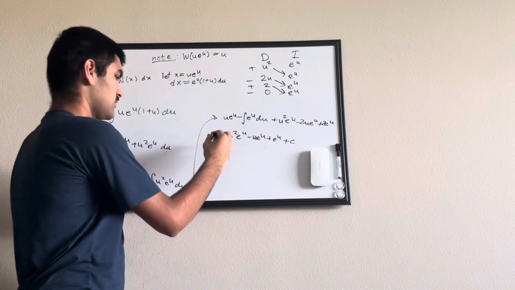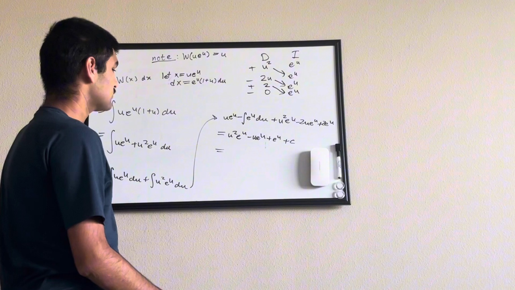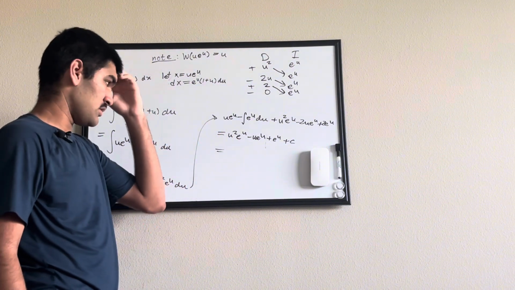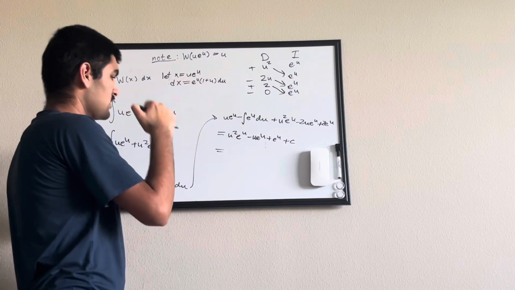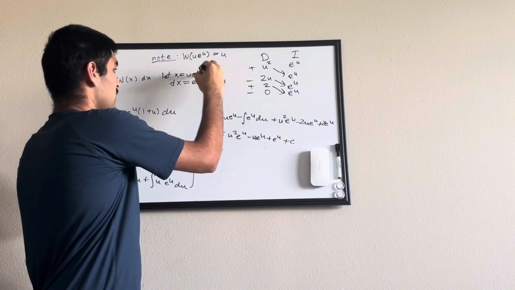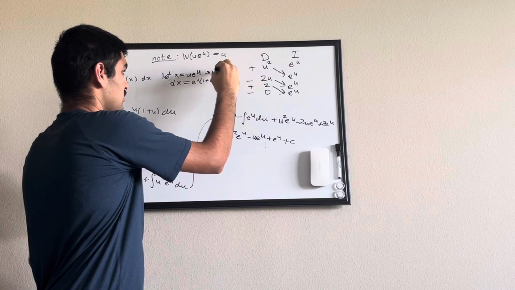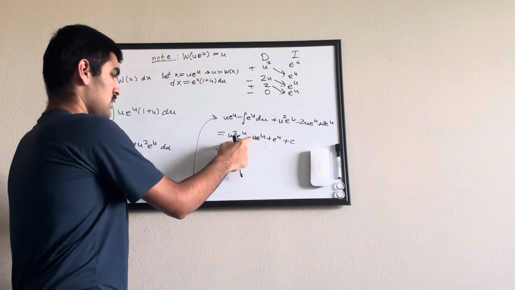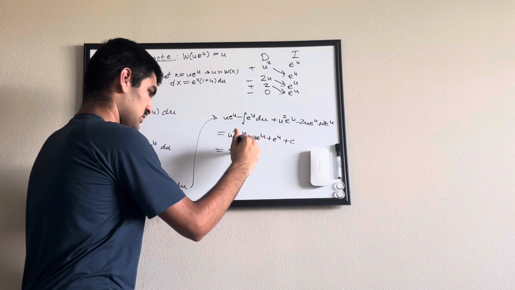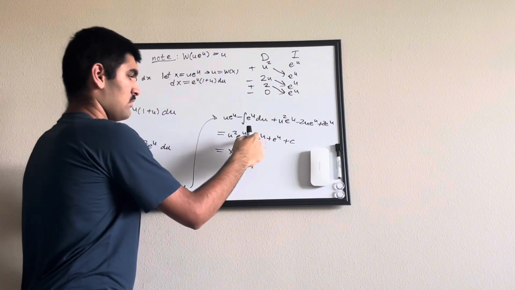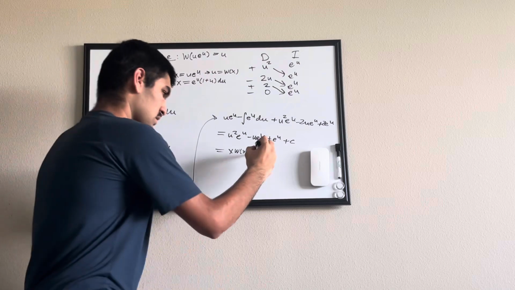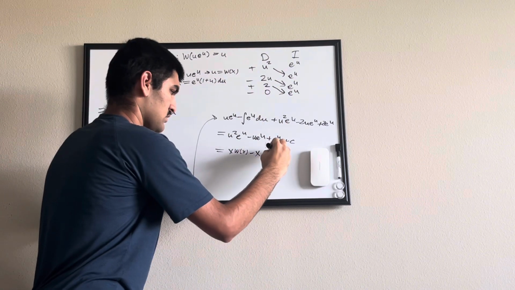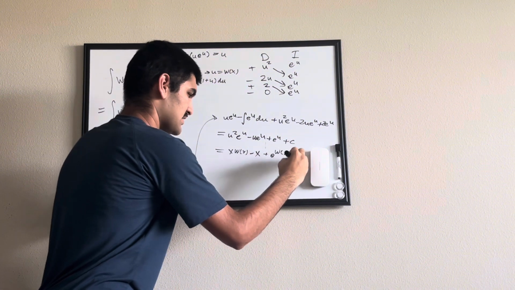And then don't forget to back substitute. Right here we have u times u e to the u, and u e to the u is just x. And also from here, we get that u is equal to the Lambert W function of x. So basically this becomes x times the Lambert W function of x, minus u e to the u, which is just x, plus e to the u, which is e to the W of x, plus c.